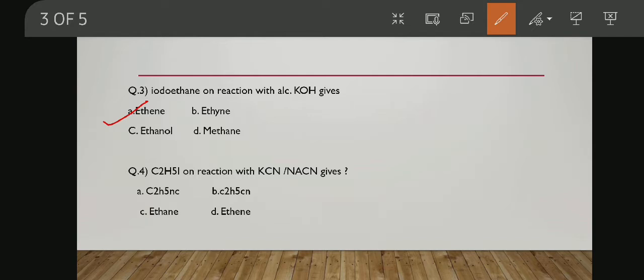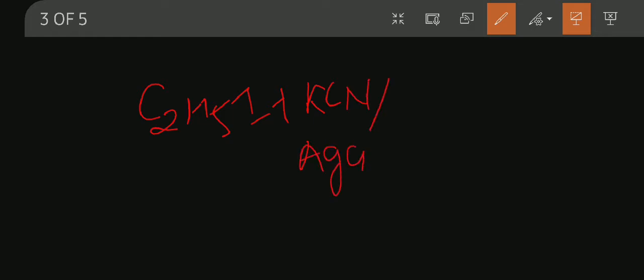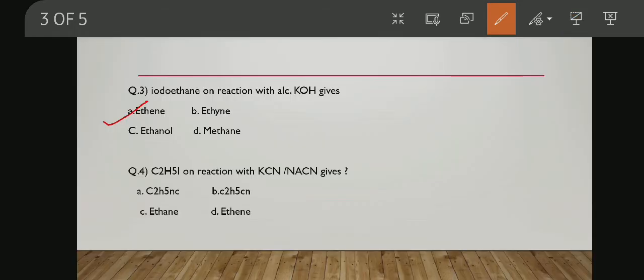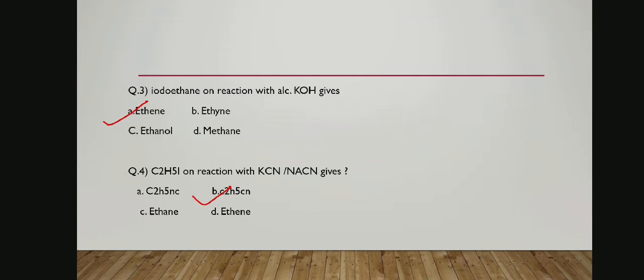Question number 4, C2H5I on reaction with KCN or NaCN gives. Iodoethane on reaction with KCN or AgCN or NaCN. With KCN or NaCN it will give C2H5CN, ethyl nitrile, while with AgCN it will give C2H5NC, ethyl isocyanide. So here we will go with option B. Now moving on to the next slide.